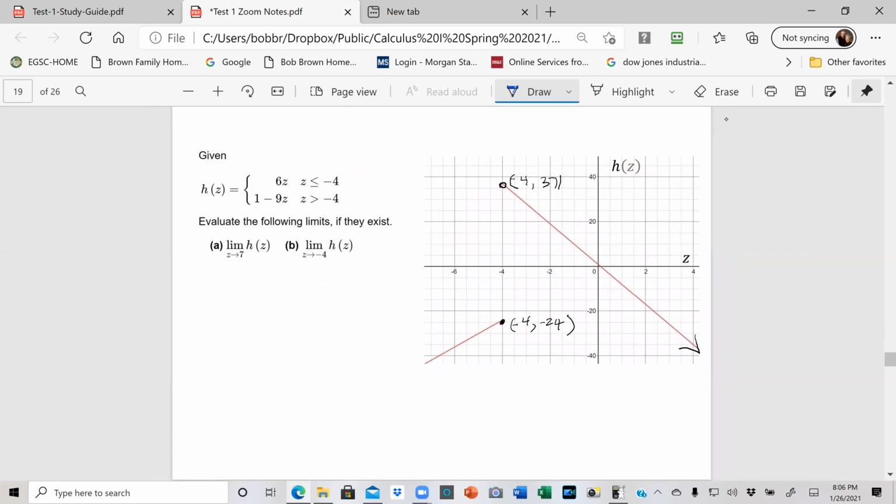And finally, we have a function that has a discontinuity. It's defined this way: 6z if z is less than or equal to -4, and 1 minus 9z if z is more than -4. So the limit as z approaches 7, 7 is more than -4, so you would use this definition. That limit would be 1 minus 9 times 7, which is equal to -62.